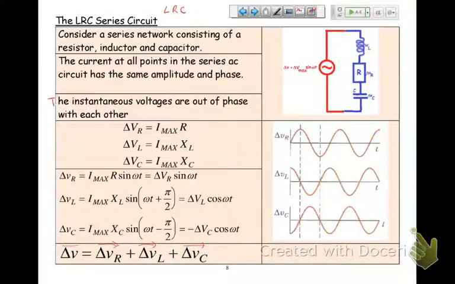The instantaneous voltages are out of phase with each other. If I look at this graph, I don't like these graphs, I don't use them. I like them, but they're not that useful in this bit. But here's the voltage across the resistor, and here's the voltage across the inductor, and here's the voltage across the capacitor. And I can represent that mathematically. What matters is that when we add these up, we've got to add them up, if you like, vectorially.